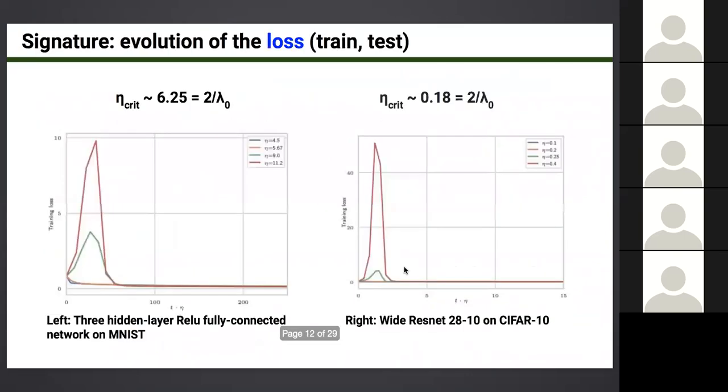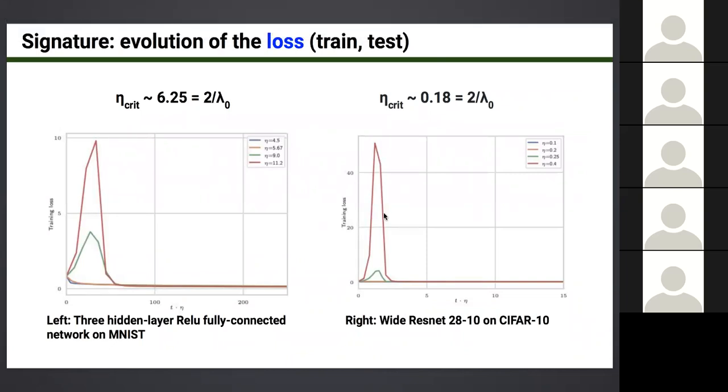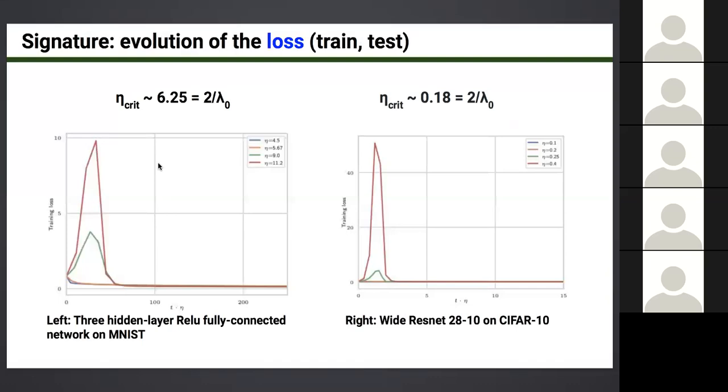So, let me check time. Okay, I think I'm actually short on time. Before I talk about the simple model, which we have to understand this, I want to talk about some empirical phenomenology: signatures of the catapult phase that really distinguish it from the lazy phase.